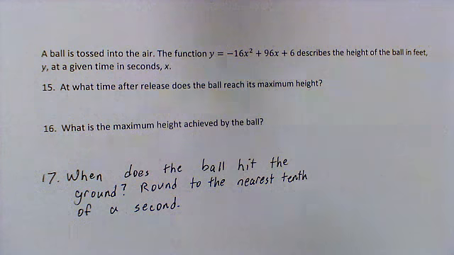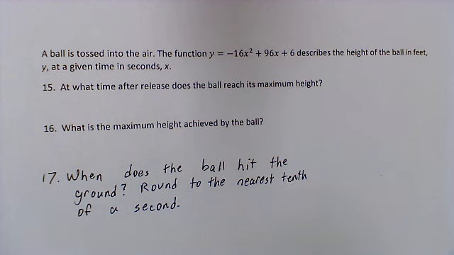This brings us to our last problem. A ball is tossed into the air. The function y equals negative 16x squared plus 96x plus 6 describes the height of the ball in feet y at a given time in seconds x. At what time after release does the ball reach its maximum height for number 15? Number 16, what is the maximum height achieved by the ball? And number 17, when does the ball hit the ground, rounded to the nearest tenth of a second?